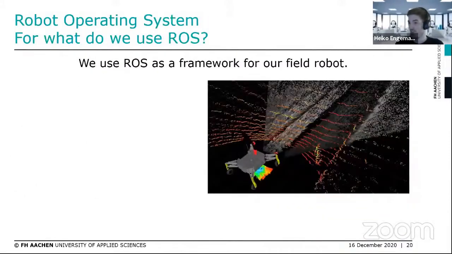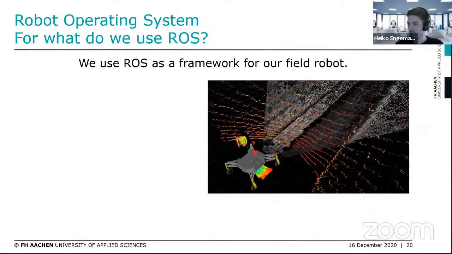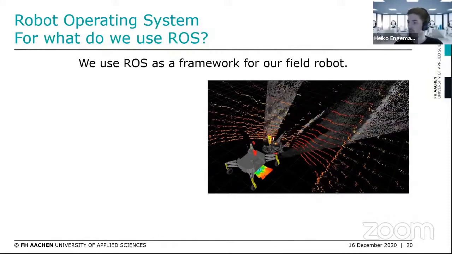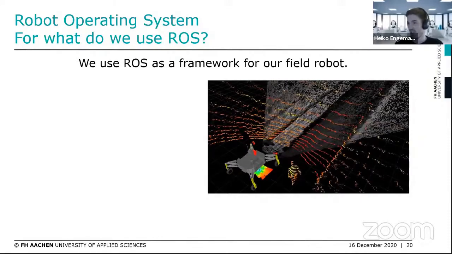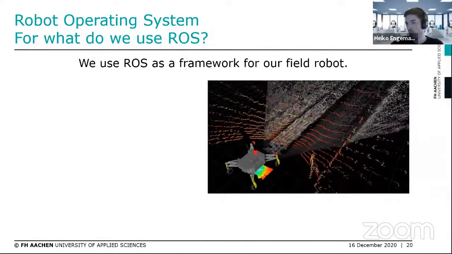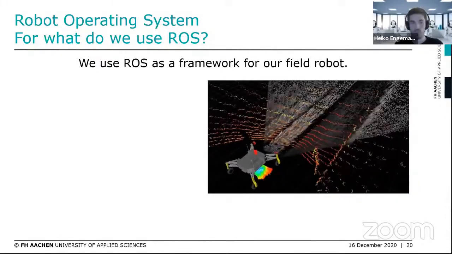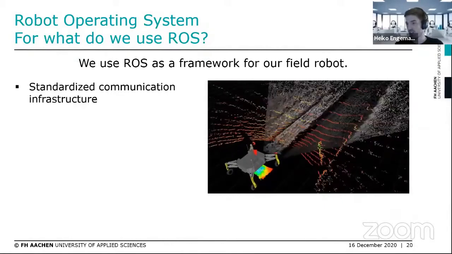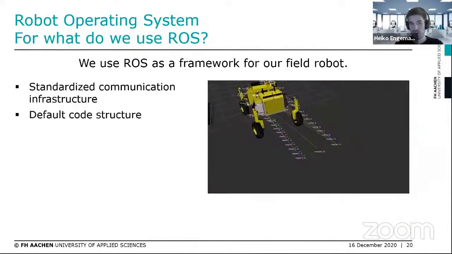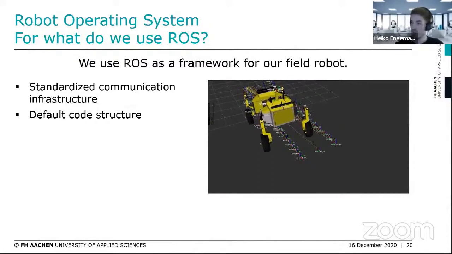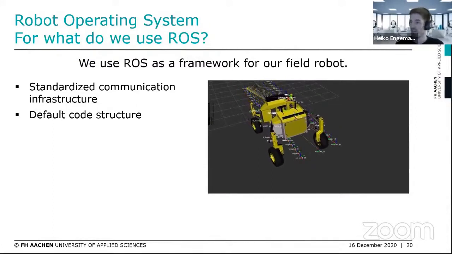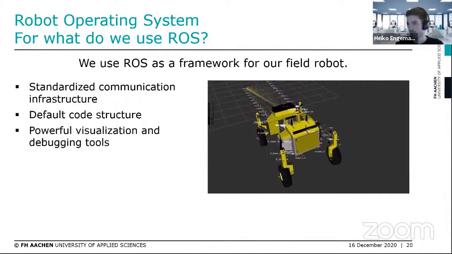So to answer the question, what do we use ROS for in the development of our field robot Aetherop? It's quite simple: basically for everything. We use ROS as a framework for our field robot, as it provides the core functionalities that we need for our prototyping process. For example, the standardized communication infrastructure and the default code structure make it easy for us to work as a big team on such a complex project.